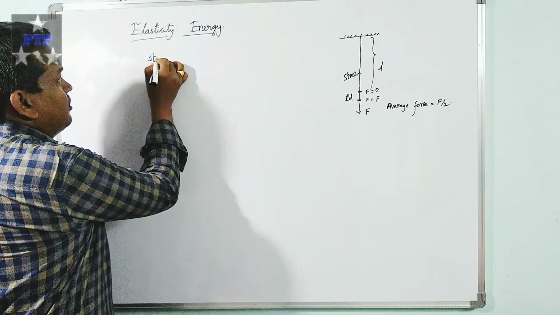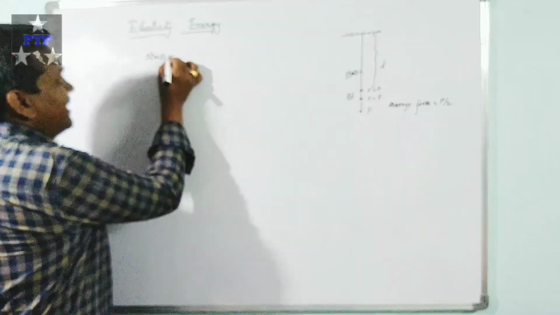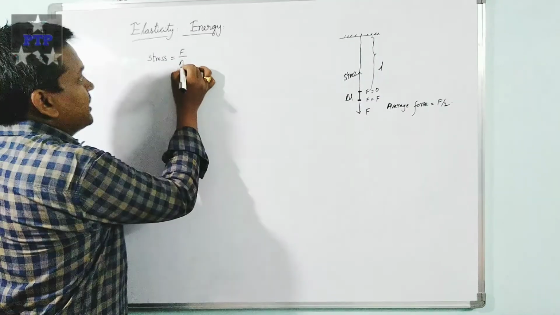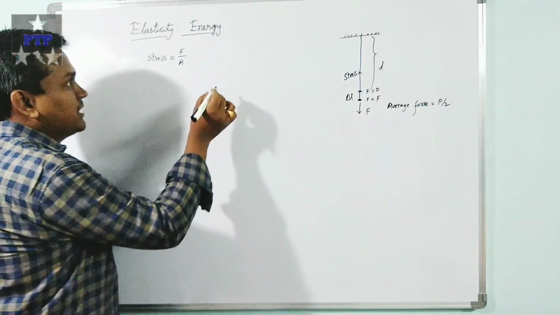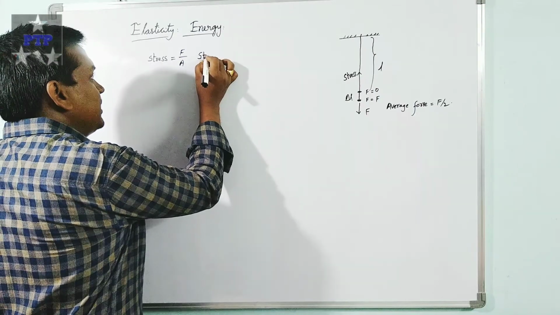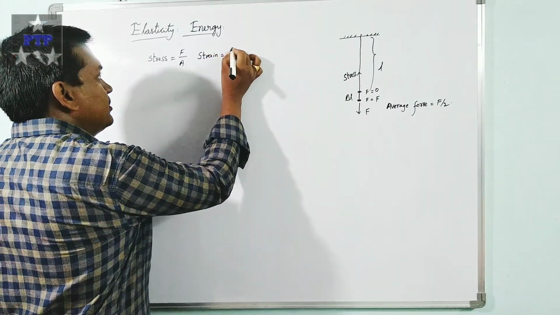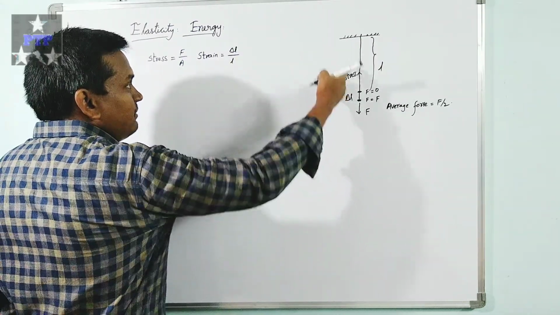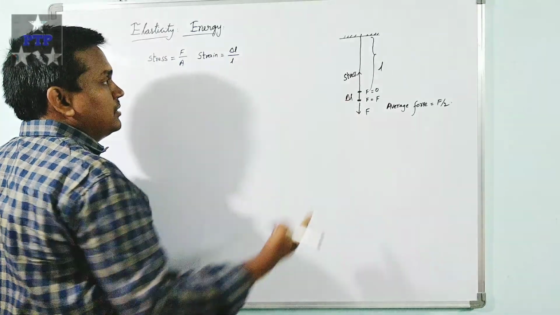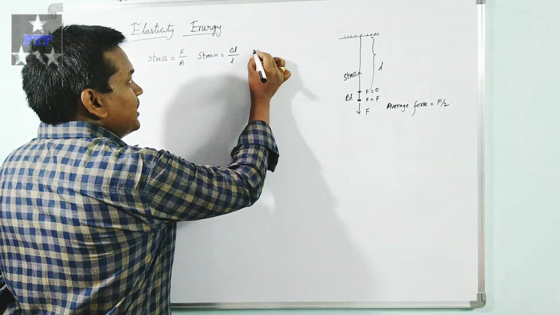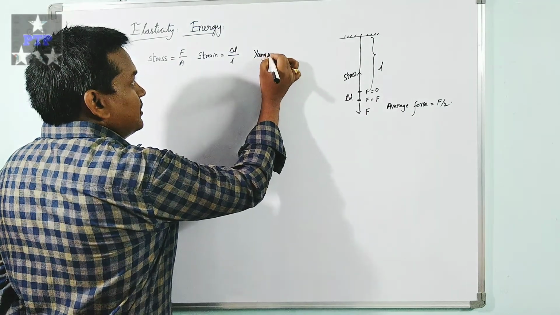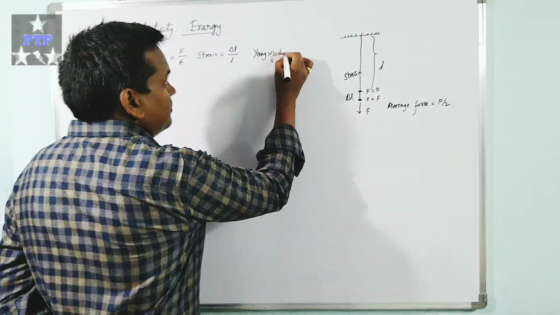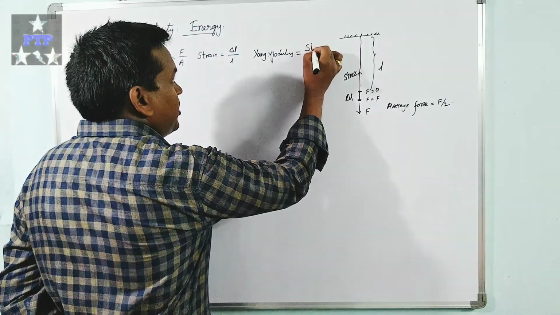Here we know that stress equals force upon a unit area; we have discussed stress in the last session. Force applied on a unit area is stress. Strain equals change in length upon original length. So the string has an original length, and the length has changed by delta L. And coming to the Young modulus, Young modulus Y equals stress upon strain.